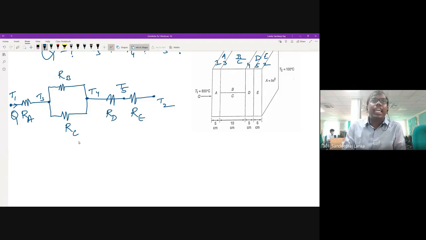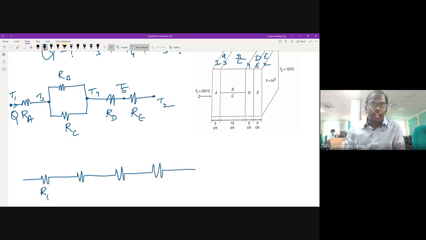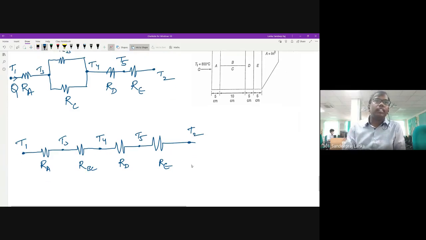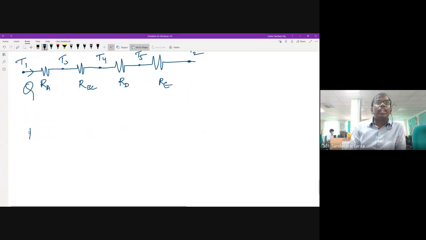Now, if I take the equivalent resistance of these two, this is RA, this is RBC, that is the equivalent resistance of B and C, and then RD, RE. See, what I'm doing is simplifying my circuit to a series circuit. Here I have T3, T4, T5, and here I have T2. So this will have a direction Q. This is the direction. Now, my next job is to quantify these resistances.